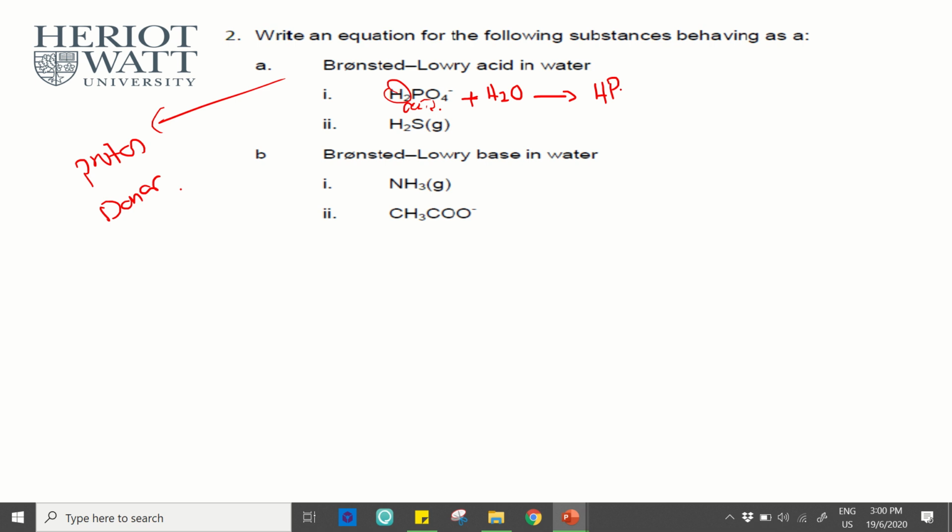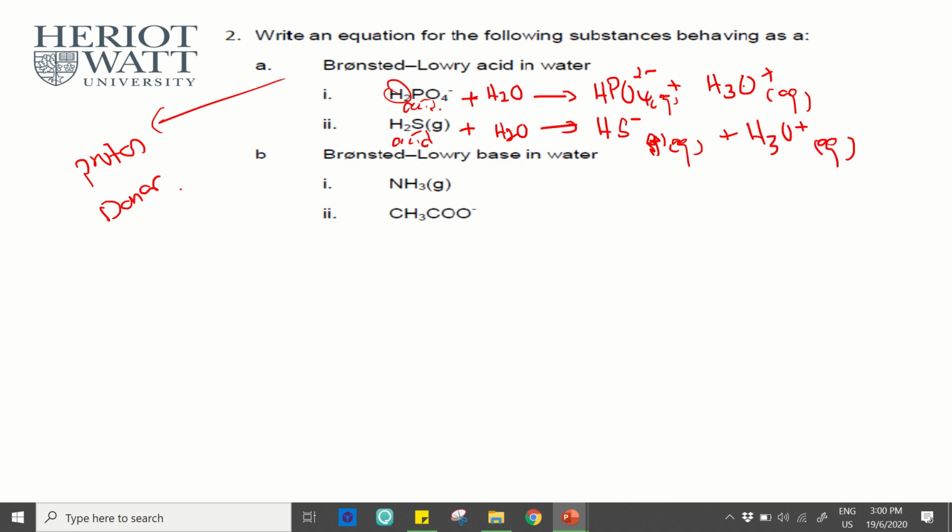So H2PO4 becomes HPO4. One at a time, guys. Okay, one at a time. So one proton is donated to H2O, and you get H3O plus. Simple. Again, this one, H2S, to act as an acid, you must be able to donate protons to the base here, which is the proton acceptor. So one at a time, HS minus. Okay, no more gas, it is aqueous. Sorry, I forgot. Aqueous, aqueous, aqueous, and plus H3O plus aqueous. Again, guys, reminder, H3O plus is also the same as H plus, so it's the same thing.